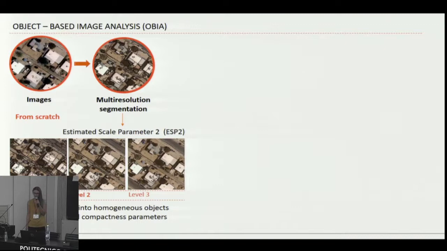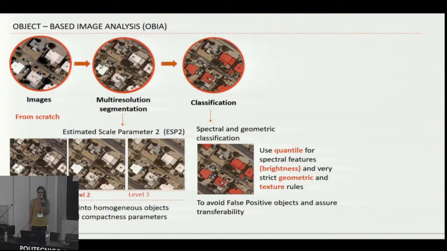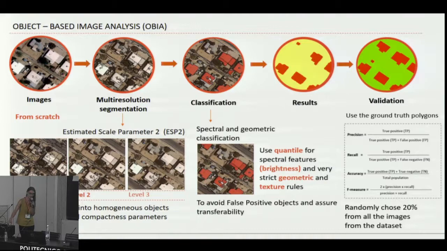We used image segmentation, a tool called estimated scale parameter, to segment the image. After that we classified the image using geometry, brightness, and some texture rules, and then we saw the results. We validated using precision, recall, accuracy, and F measure.